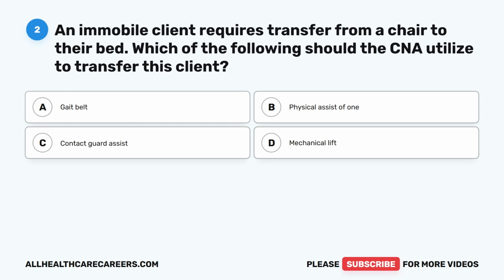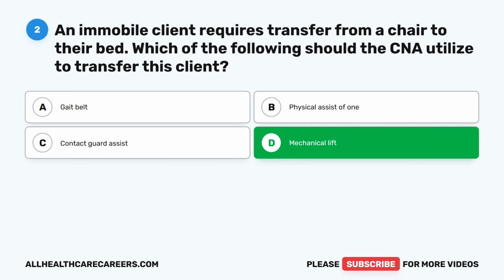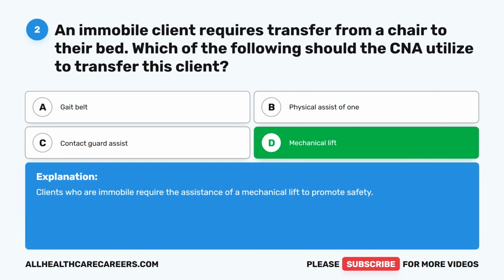Question 2. An immobile client requires transfer from a chair to their bed. Which of the following should the CNA utilize to transfer this client? A. Gait belt. B. Physical assist of 1. C. Contact guard assist. D. Mechanical lift. The correct answer is D. Mechanical lift. Clients who are immobile require the assistance of a mechanical lift to promote safety.